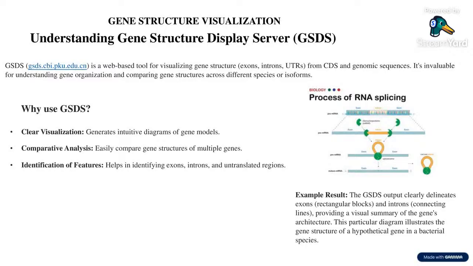Like if we pasted a BRCA1 gene genomic sequence and CDS sequence for both human and mouse, GSDS might reveal that humans have 24 exons while mice have a slightly different exon count and exon length. This is helpful in identifying evolutionary conservation or alternative splicing events.